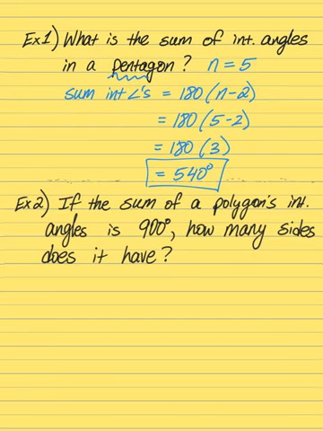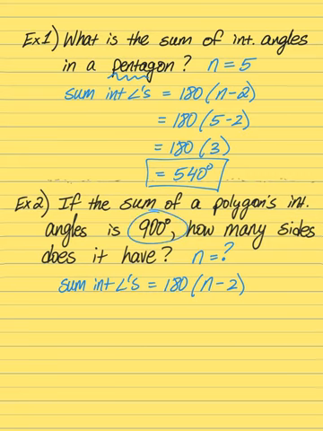In example 2, we're going to be using the same formula, but now we're going to be working backwards. It is telling us that the sum of a polygon's interior angles is 900 degrees. So how many sides does it have? So in this case, we don't know what n is. But again, we begin with our original equation. The sum of interior angles is 180 degrees times n minus 2. Now, we don't know n, but we do know the 900 degrees is the sum of the interior angles. So I'm going to substitute that 900 on this side of the equation.